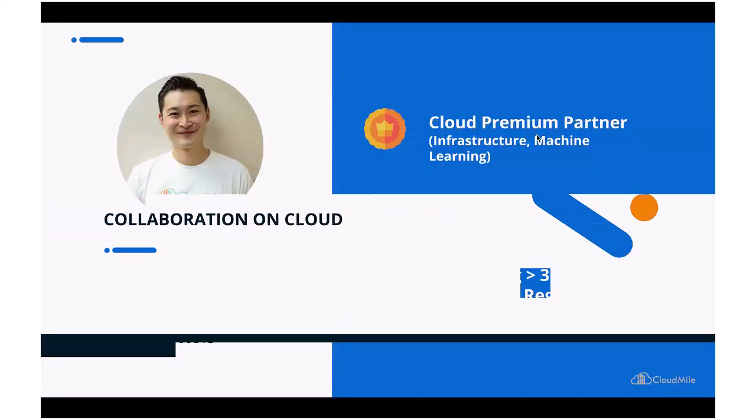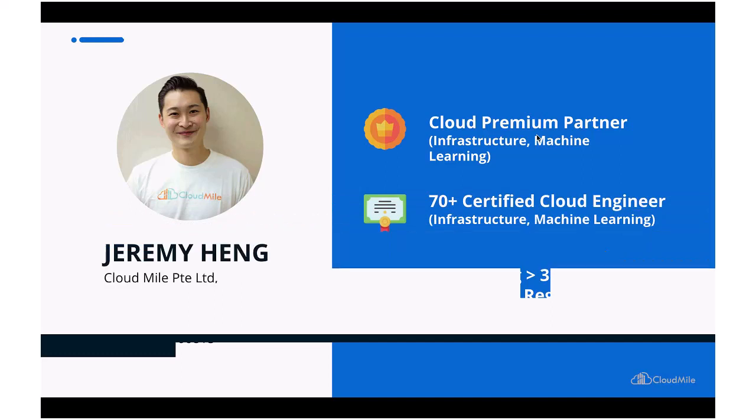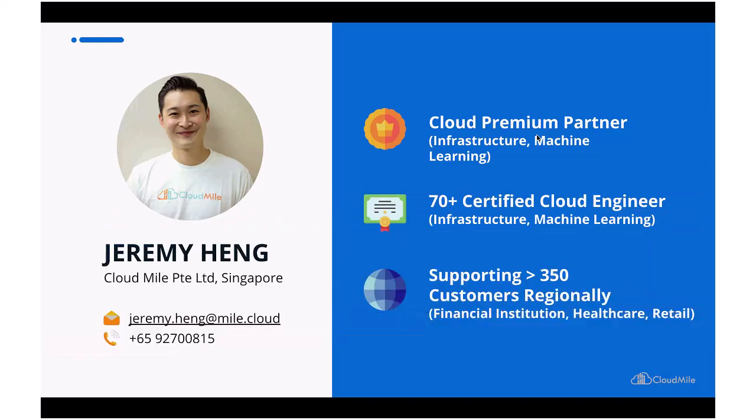So, again, good afternoon, everyone. My name is Jeremy. I'm the country manager for Cloudmile Private Limited. We are a cloud-born company. We are a premium partner with the likes of AWS, Microsoft, and also Google Cloud. We have about 70 plus certified engineers in the space of infrastructure and machine learning. We support more than 350 customers regionally, across financial institutions, healthcare, retail, and also not forgetting construction.